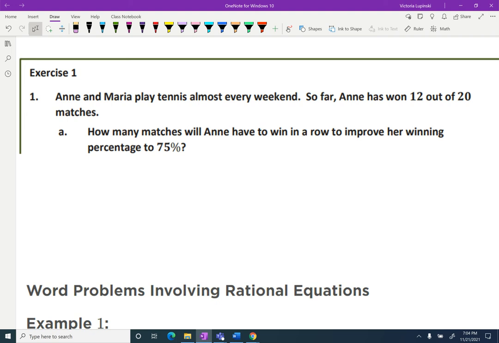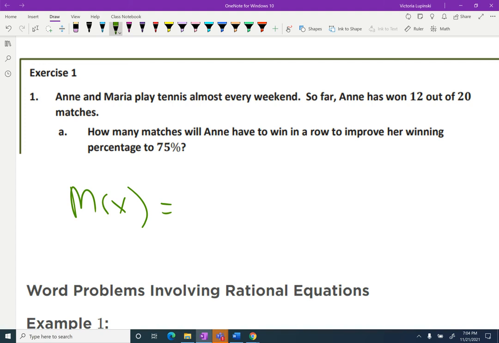So if you look at the first one here, it says Anne and Maria play tennis every weekend. So far, Anne has won 12 out of 20 matches. How many matches will Anne have to win in a row to improve her winning percentage to 75%? Even just at first read, it might not seem like something that is automatically going to be a rational function. So let's talk about why it is. I'm going to call this M of X just for matches. And if I don't specify what the variable has to be, you can pick.